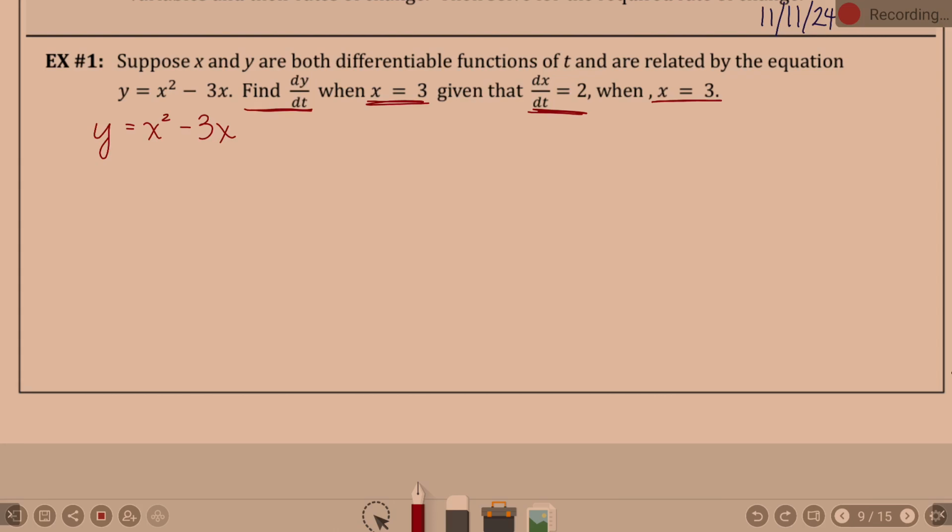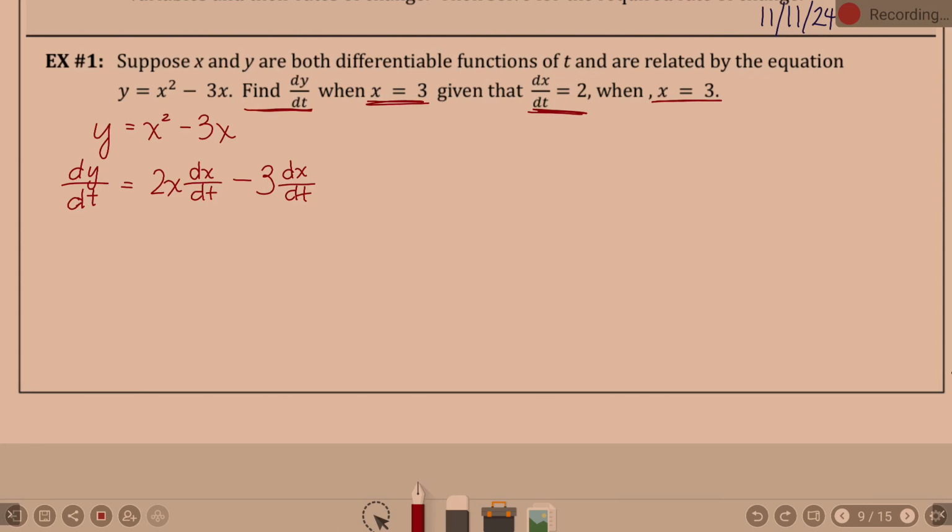Just like what we were doing on the other page, what's the derivative of y? dy/dt, right? Because officially it's 1, but with respect to time, that's the chain rule, so we say dy/dt. Keep going. What's the derivative of x squared? 2x, and then times the chain rule, dx/dt. Minus, what's the derivative of 3x? 3, then times the chain rule, dx/dt.